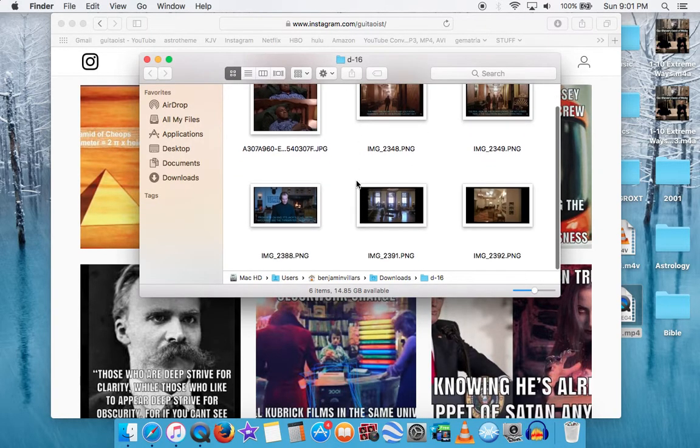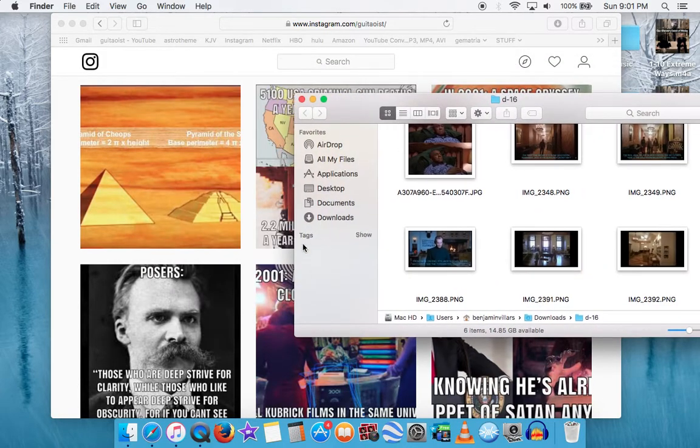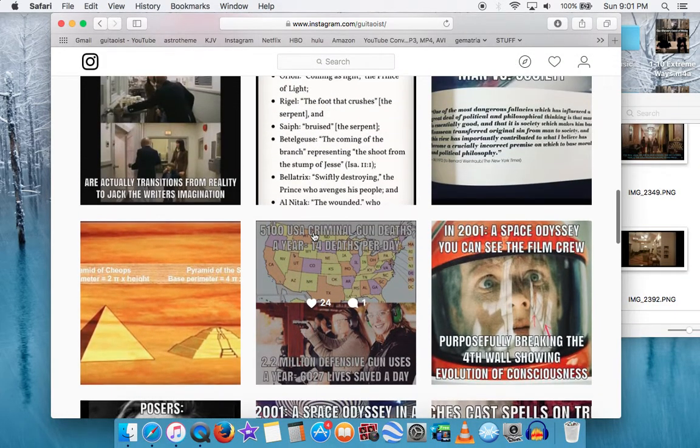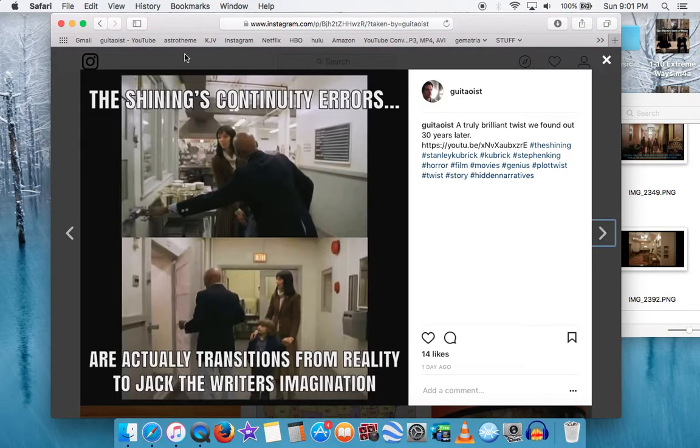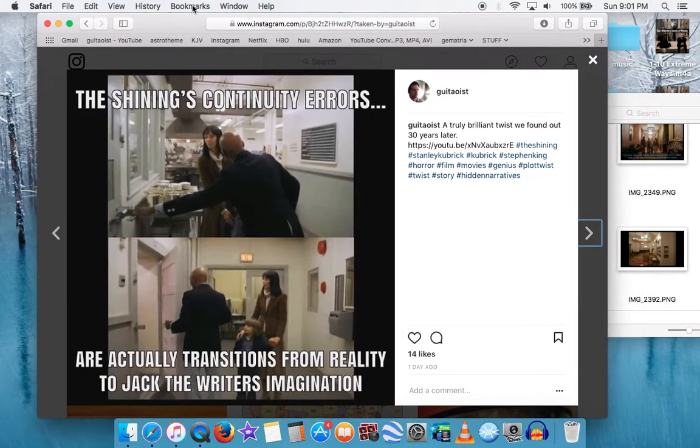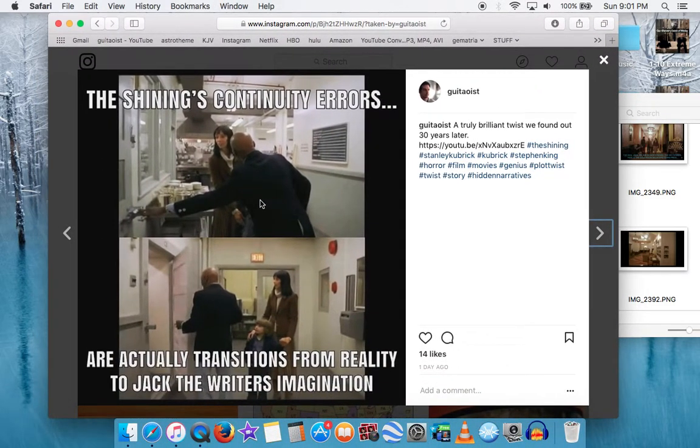But in The Shining, you have like a whole different kind of metaphor going on. So basically, let's see. Let's start right here. The Shining's continuity errors are actually transitions from reality to Jack the writer's imagination. And that sounds like a stretch, but there's a brilliant YouTube channel called Martin Go who explains a lot of these continuity errors as the transition from between this is reality, this scene right here, to where this is Jack Nicholson, Jack Torrance, the writer.